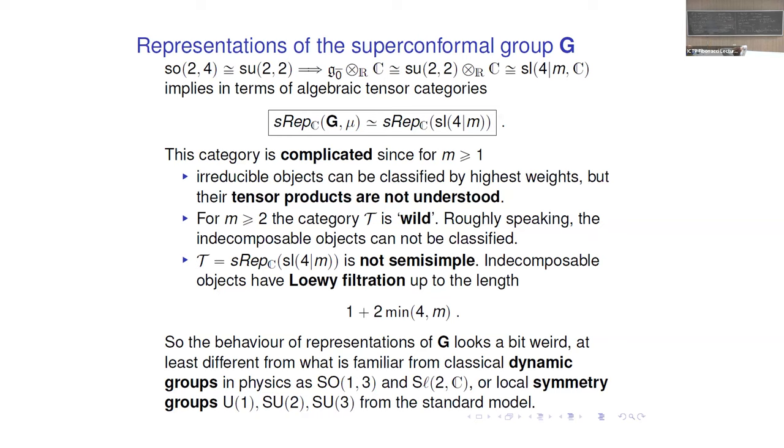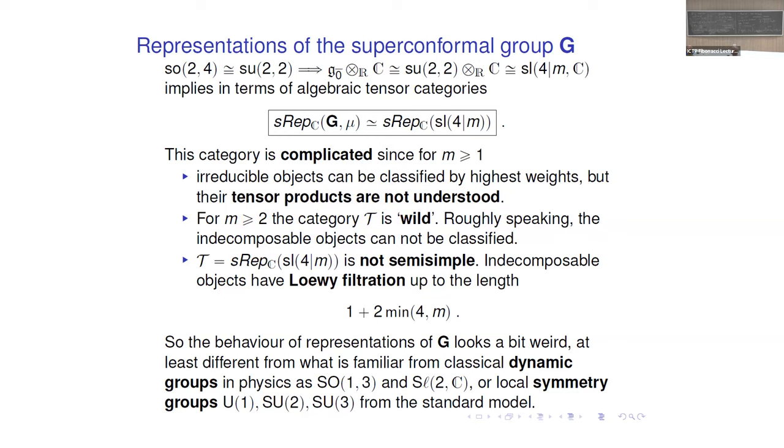But this category here is quite complicated. At least if M is not zero, in the really super case, there's a classical SL4, and tensor products are not understood. Irreducible representations are just the irreducible representations of the even part of the group. So this is completely well known by Hermann Weyl. The irreducibles are very easy, but there are infinitely many non-isomorphic ones. Tensor products are completely not understood, whereas in the classical case you have the Littlewood-Richardson rules, where you can calculate tensor products for all simple groups. And the category is wild, which means if M is bigger than 2, the indecomposable objects cannot be classified. That's very hard to understand if you're not a representation theorist, what it means precisely, but it's a very complicated category.